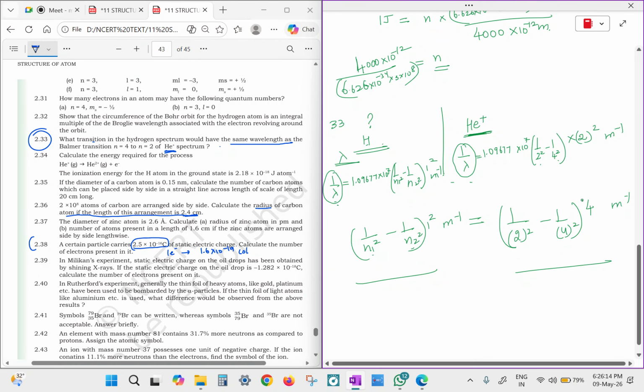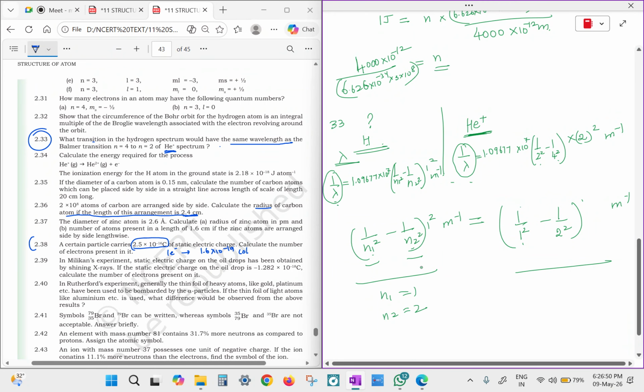Can you take this 4 inside? Multiply the 4. So this will become 4 by 2 square, and this will become 4 by 4 square. 4 by 2 square will be 1 by 1 square, and 4 by 4 square will be 1 by 4, which can be written as 1 by 2 square. If I take the 4 inside and rearrange, what looks like the value of n1 and n2? Can we say n1 is equal to 1 and n2 is equal to 2?